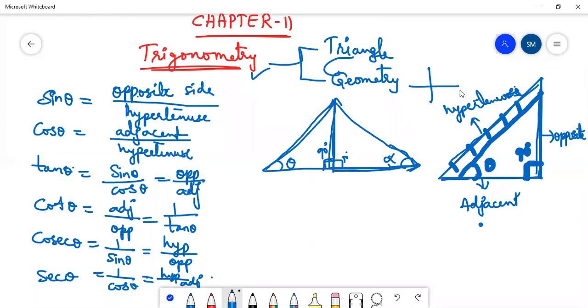Quadrant means the two axes: one is the horizontal line and another one is the vertical line. If we take any slant line or straight line passing through these two axes, it makes a triangle. Suppose it is O, this is A, this is B. Then here is triangle AOB, and it is a right angle triangle. We discuss trigonometry only for right angles.